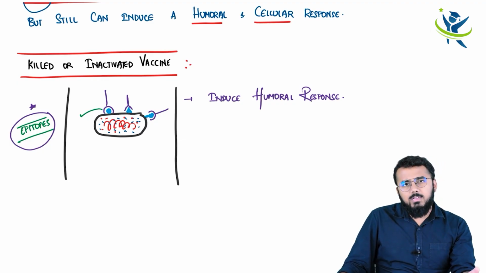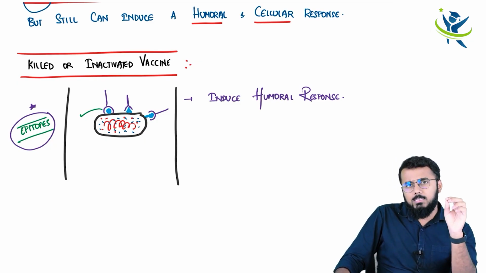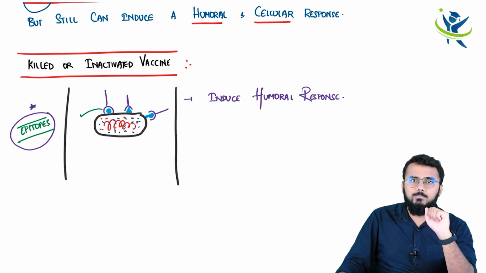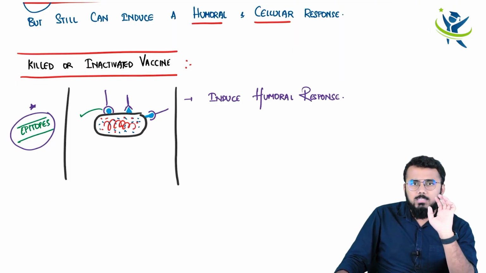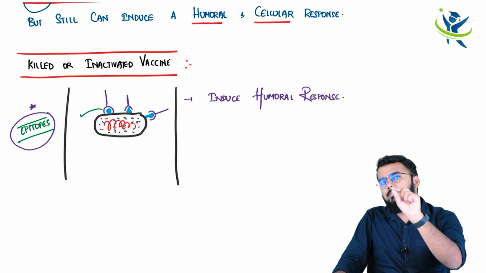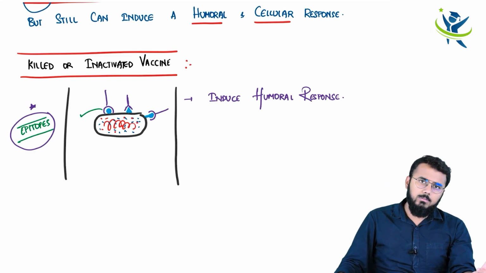A subunit vaccine basically contains only that antigen which will activate your immune system. Whatever antigen it might be, a subunit vaccine is such a vaccine which contains only that type of antigen which will activate only the immune system. It will not activate anything else. So that is your subunit vaccine.